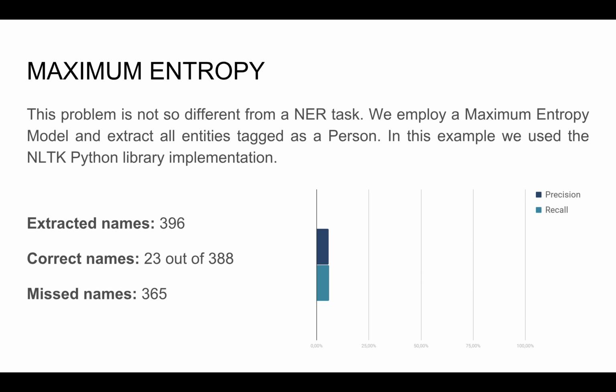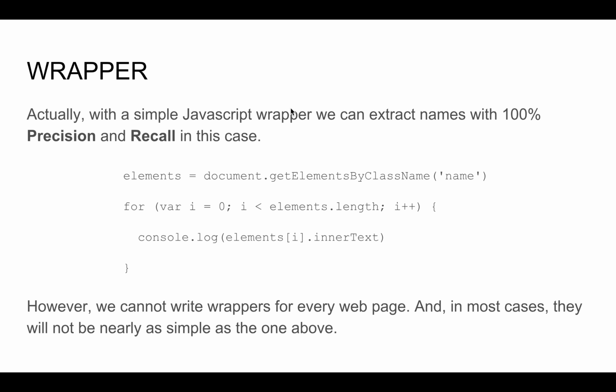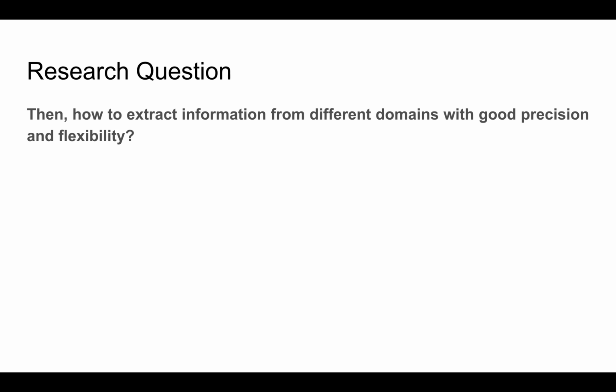The problem here is that state-of-the-art NER algorithms work well for plain text, but not so much on HTML. Actually, with a simple JavaScript wrapper, we can extract names with 100% precision and recall in this case. It's just 4 lines of code. However, we cannot write wrappers for every web page, and in most cases they will not be nearly as simple as the one above. Then, how to extract information from different domains with good precision and flexibility?